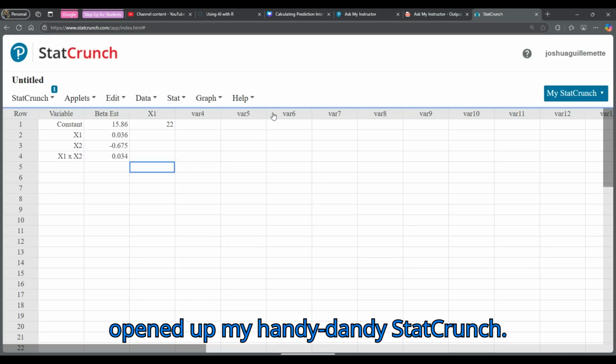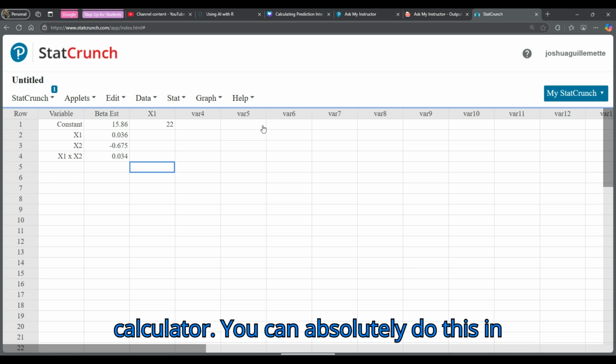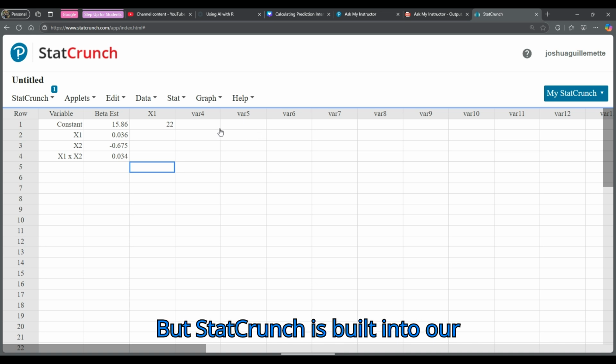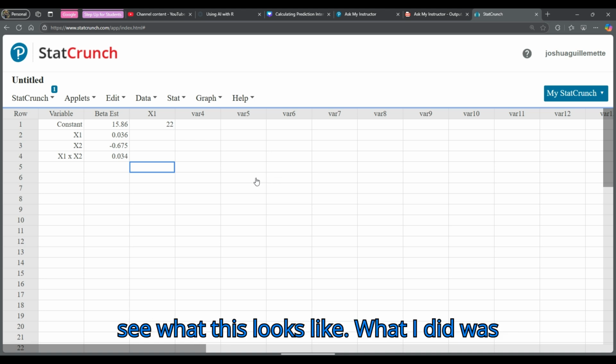So I opened up my handy dandy StatCrunch. You can absolutely do this in a calculator. You can absolutely do this in Excel or Google Sheets. But StatCrunch is built into our Pearson system. And so let's go ahead and see what this looks like.